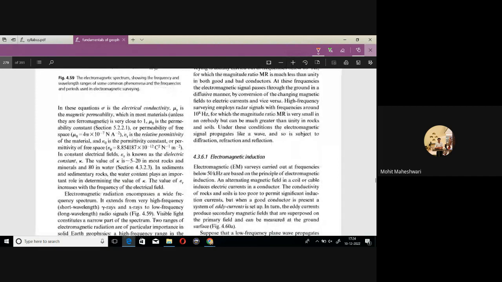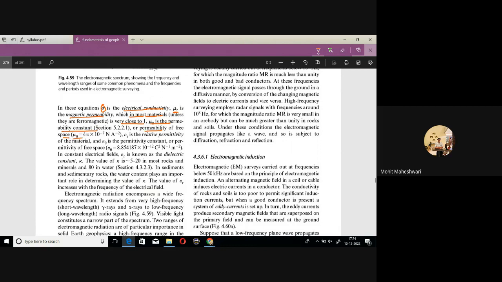So in the decoupled equation, there is a term, sigma, which is known as the electrical conductivity. Another term is mu r, which is the magnetic permeability, which for most materials is close to 1. Mu 0 is the permeability constant, or the permeability of free space.